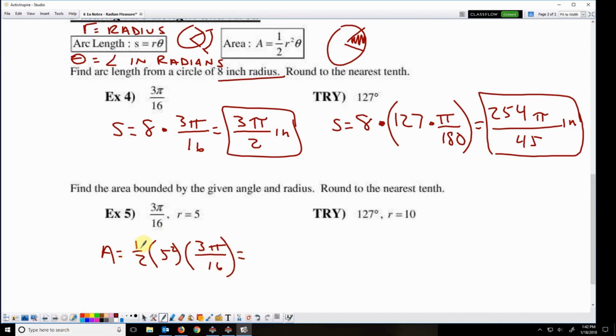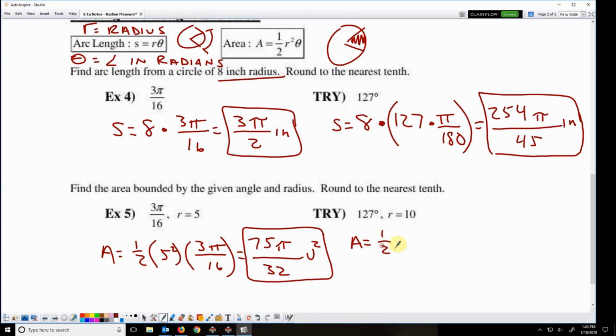So the numerators are 1, 5 squared, and 3. 1 times 25 times 3 is 75 times pi. The denominators are 2 and 16, which is 32. 75 over 32 does not simplify, so this is our simplified answer. There's no units on this, so I'm just going to put U for units squared, because it is an area. It's got to be units squared. Go ahead and try the last one.